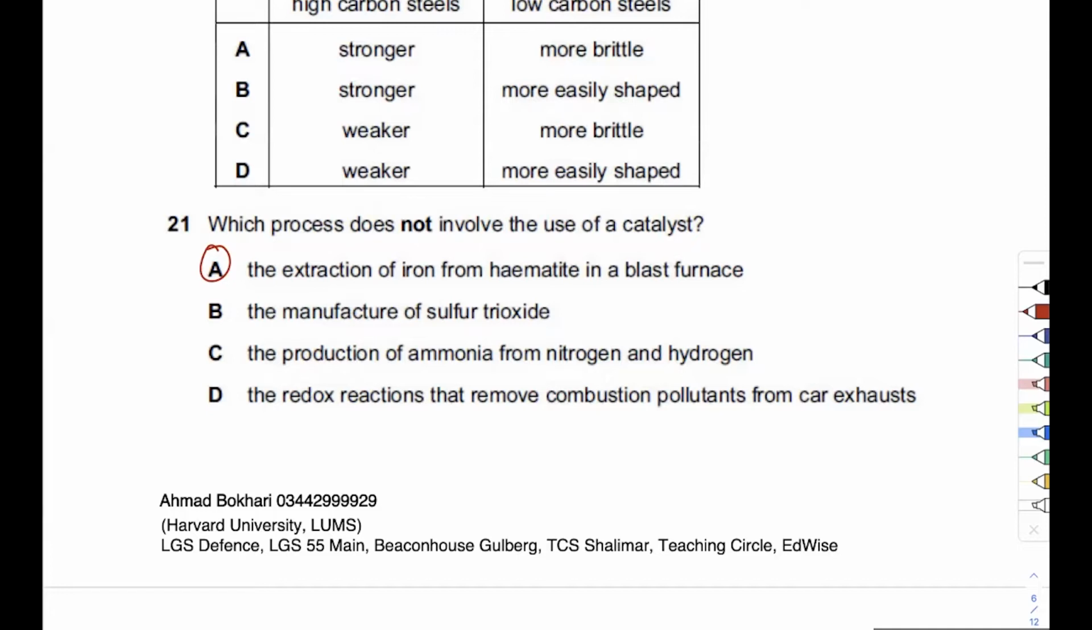Sulfur trioxide, I will need V2O5. It's a reversible reaction. Production of ammonia, again, reversible reaction. I want a catalyst to speed things up. It will not increase the speed of the forward reaction only. It will increase both sides. The redox reaction that removes combustion pollutants from car exhaust, we use 3 different catalysts for that. So again, this is not relevant.